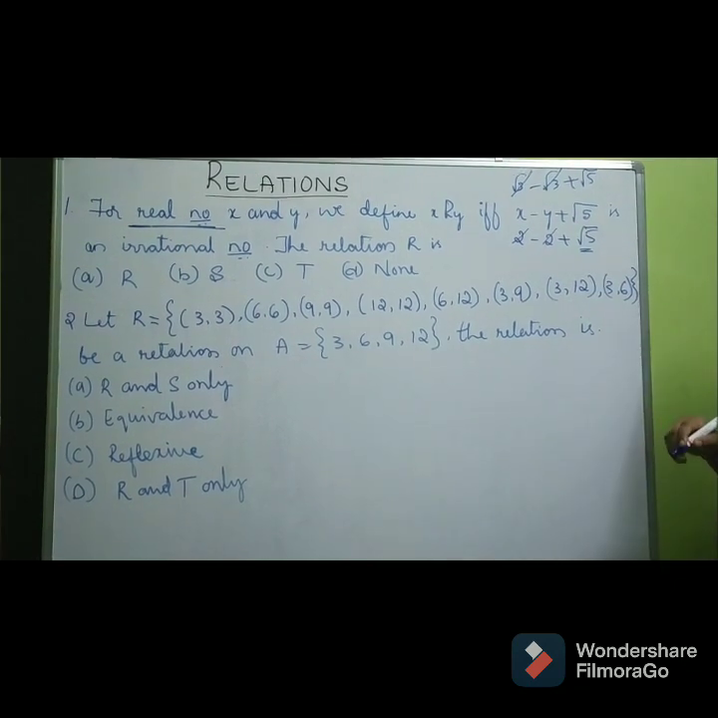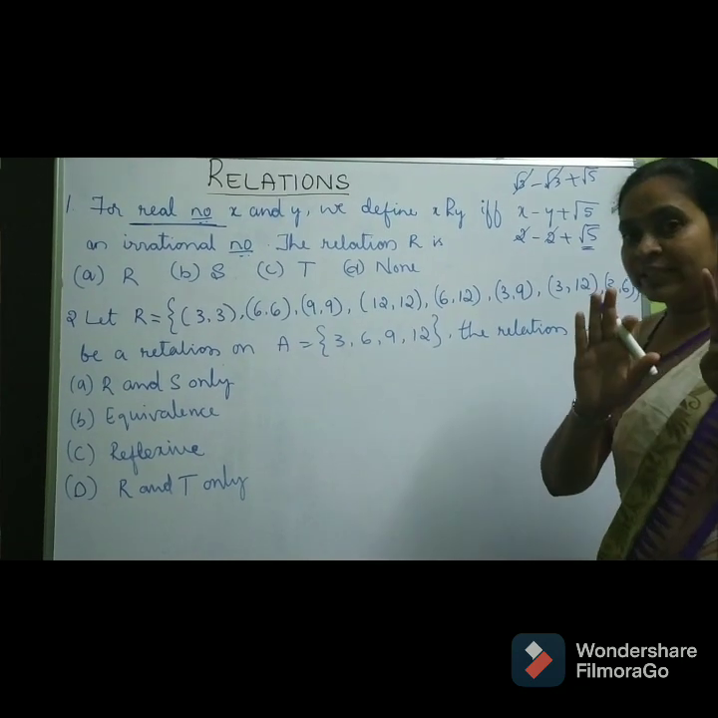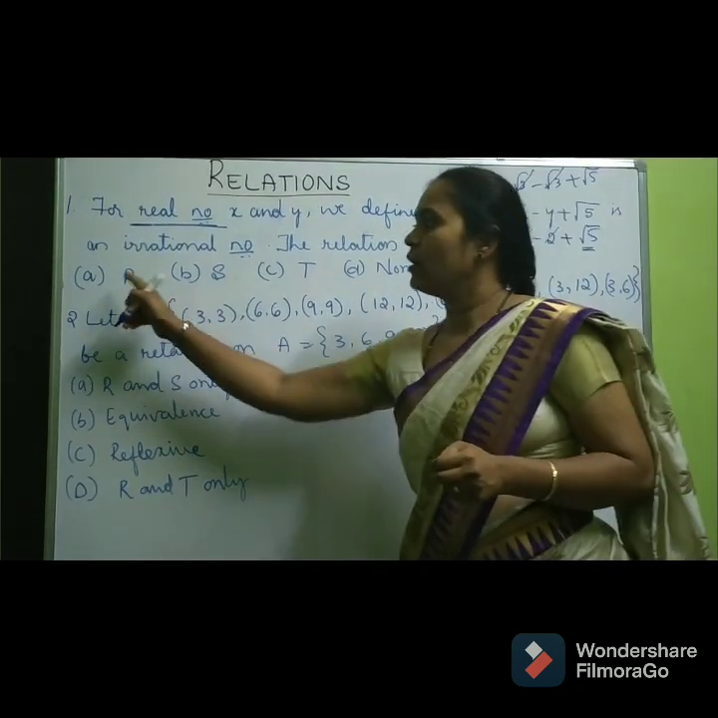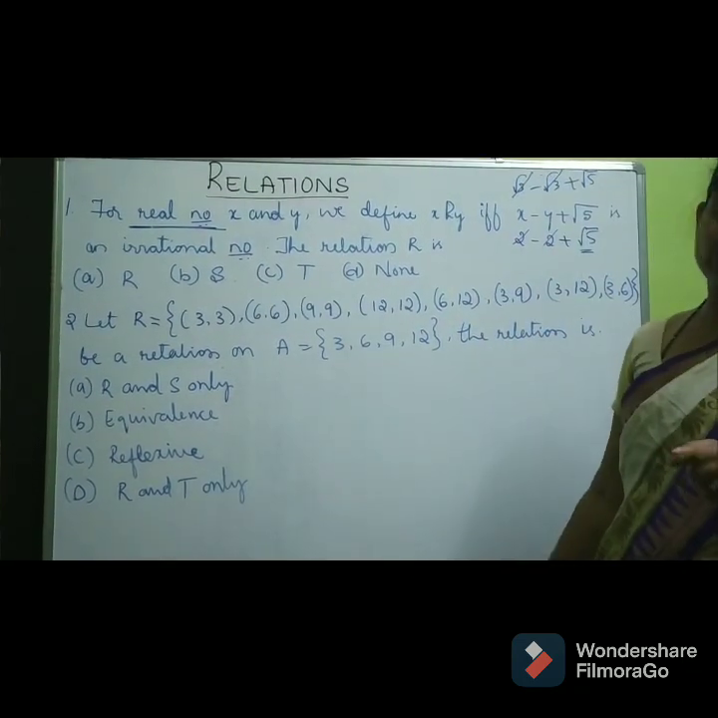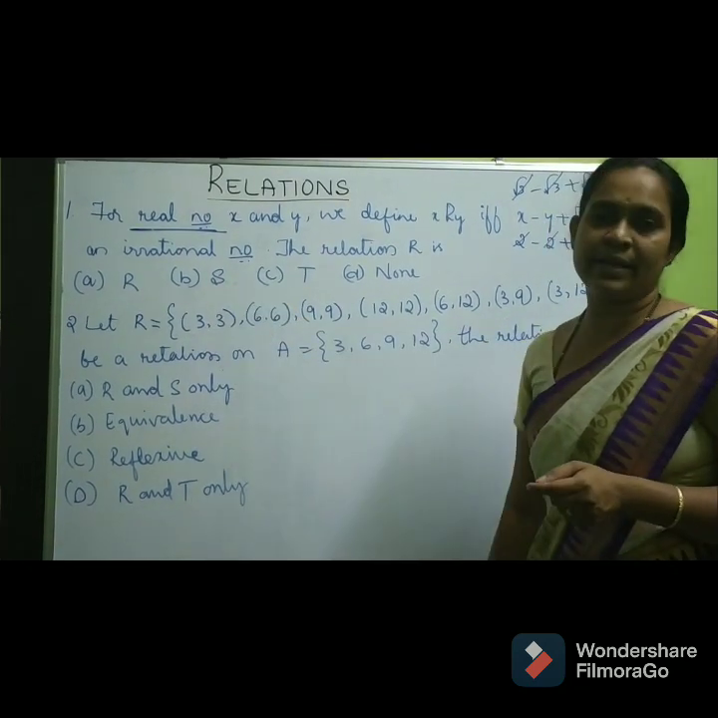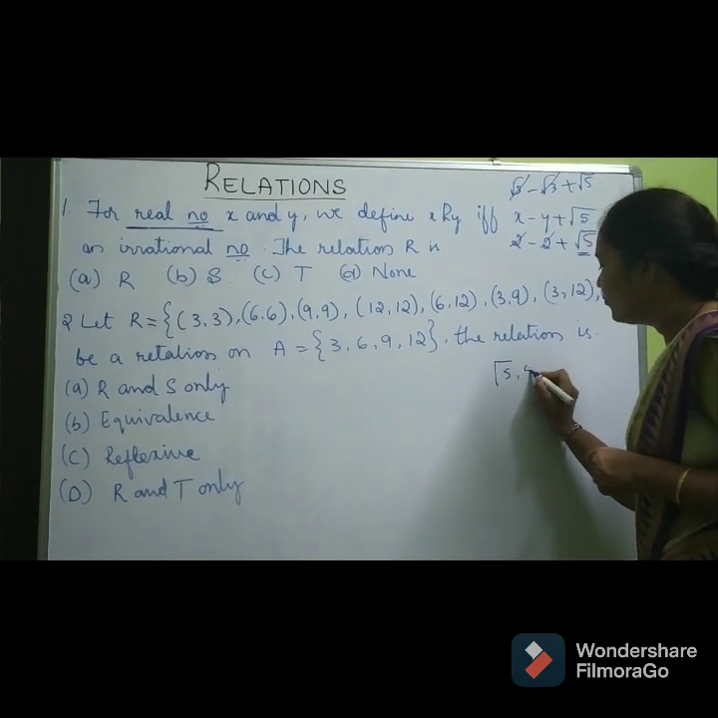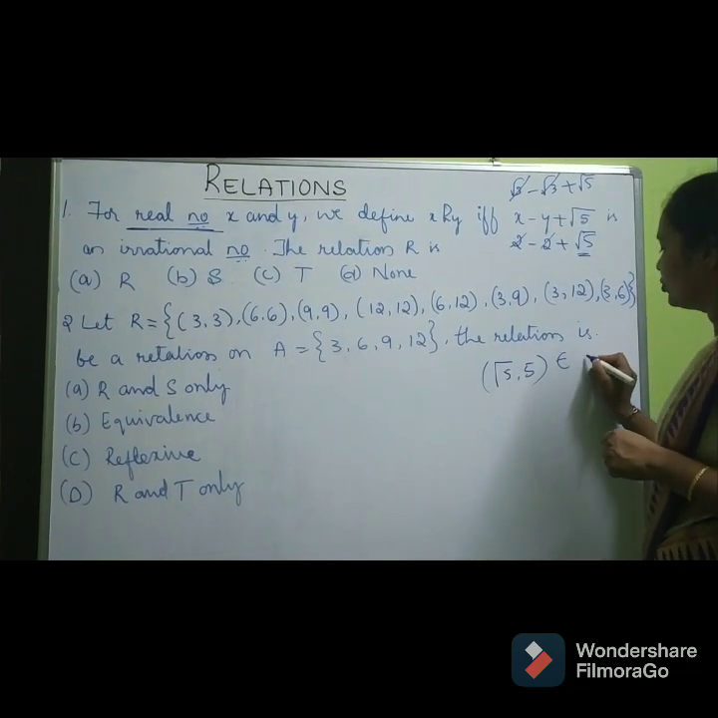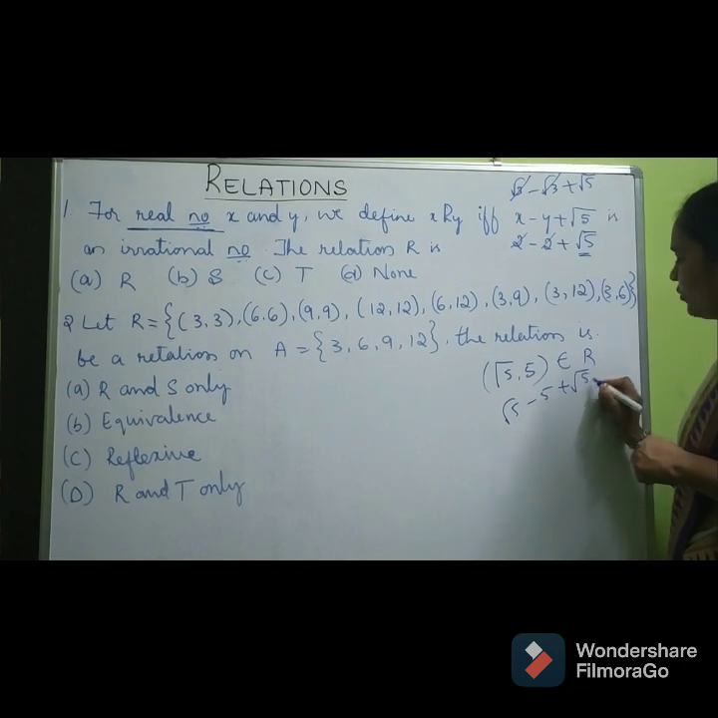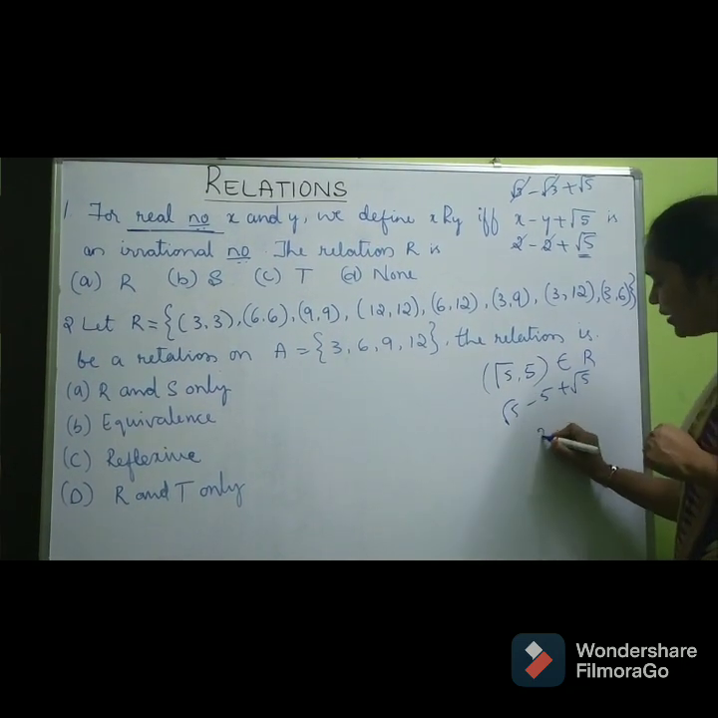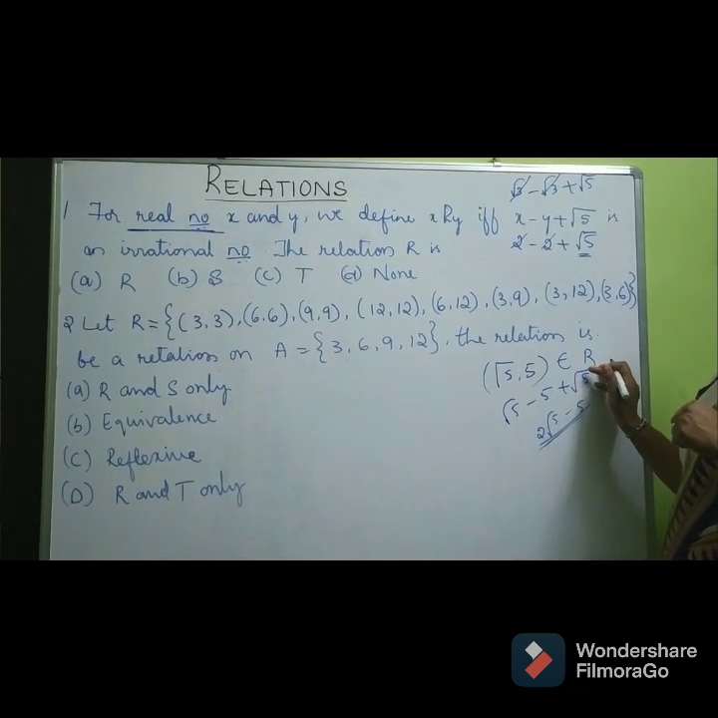You may think it might be symmetric also. Actually you can stop, because only one correct option is there. You got reflexive already, therefore you can choose reflexive. But for your clarity I am checking symmetric. I will take one example: (root 5, 5) belongs to R. Root 5 minus 5 plus root 5 is 2 root 5 minus 5. Of course, it is an irrational number. This is there in the relation.